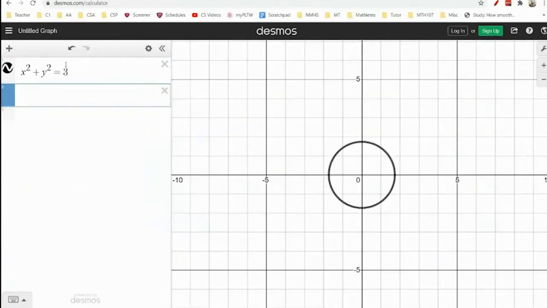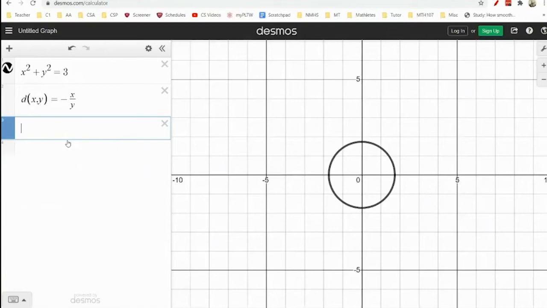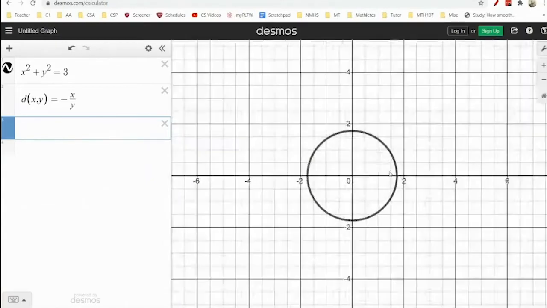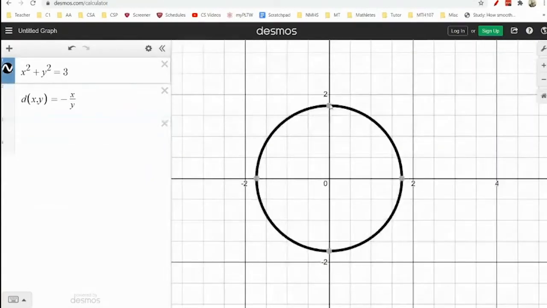So we have this here, and then I said the derivative. Let's do d of x, because you can't write dy over dx in there. Is negative x over y. Let's just do one that we definitely know for sure. What's the derivative at 0, root 3 there? 0, okay? Flat line, right?